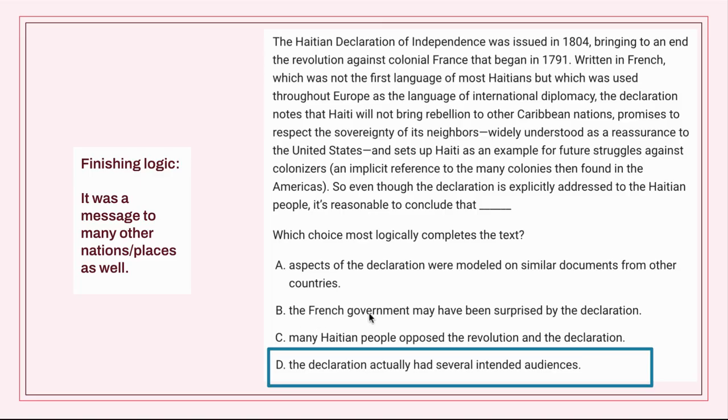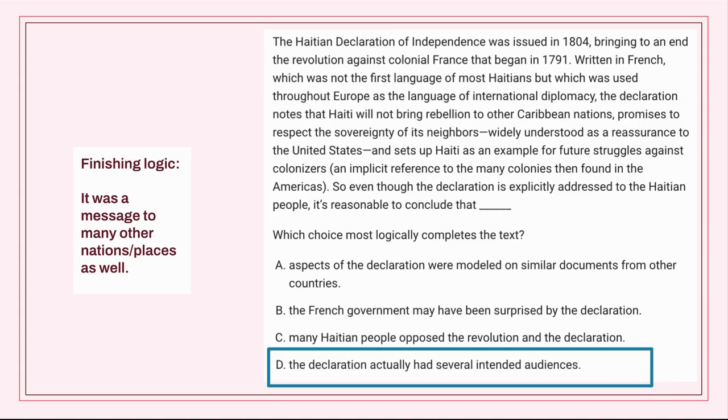B, the French government may have been surprised by the declaration. Well, it doesn't really talk about the French government's reaction to this Declaration of Independence. It's talking about who it's addressed to and the contents of the Declaration of Independence. So there's nothing in here that would tell us anything about the French government's reaction. Maybe we can infer they're kind of mad because the Haitian people won the revolution and it was their colony.